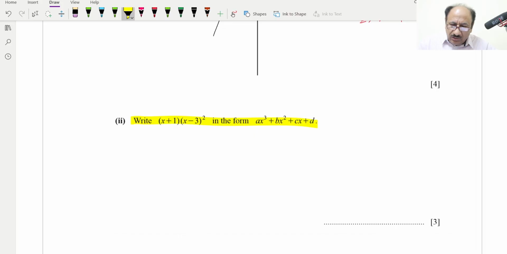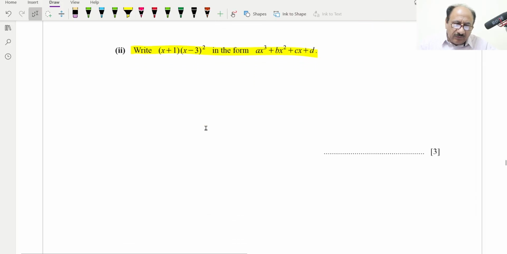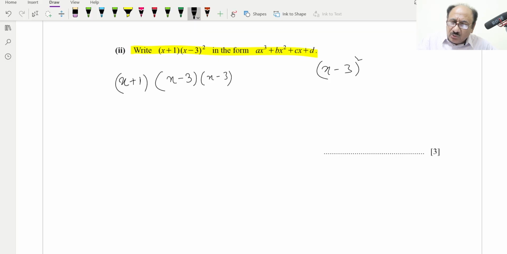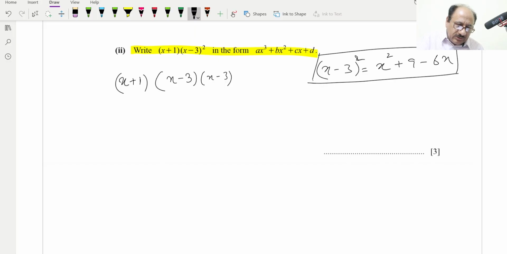Write down this one in the form of this. So we have to write the cubic equation. This is just multiplication, opening the bracket, an algebra question, if you are familiar with that. So x plus 1, I will rewrite this equation as x minus 3 into x minus 3. Basically, we can directly take the square also, but for your ease, I'm writing like this and multiplying. If you take the direct square, it will be x squared plus 9 minus 6x. If you understood this, okay. Otherwise you can multiply like this one.